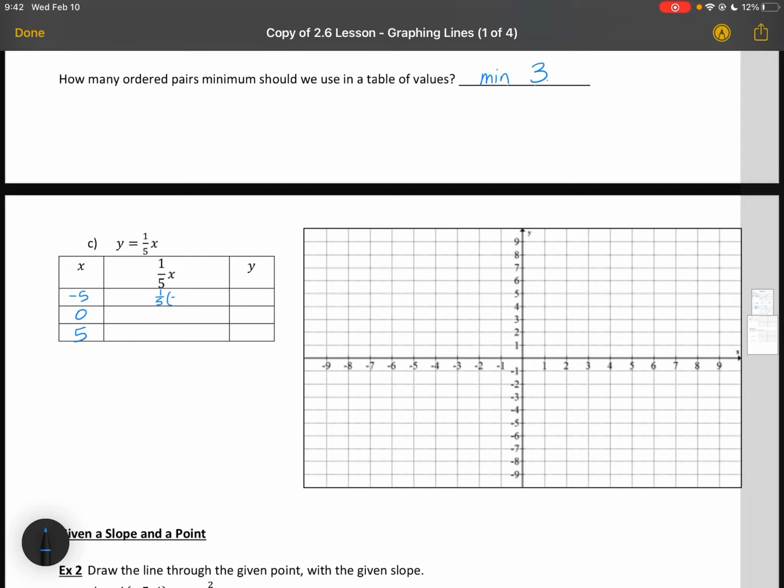I'm going to substitute in. Subbing in minus 5 gives me a y value of minus 1. Substituting in 0 gives me a y value of 0. And substituting in positive 5 gives me a y value of 1. So putting those on the graph, I've got minus 5, minus 1, 0, 0, and 5, 1.